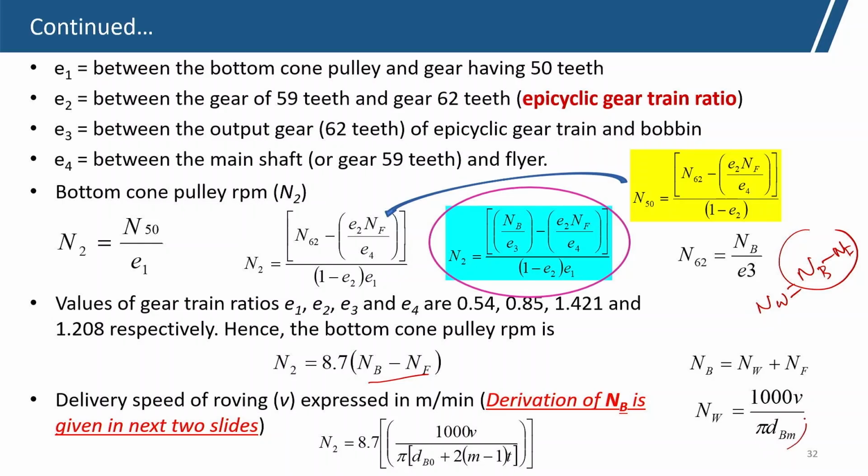Now, dBm can be replaced by dB0 plus 2 m minus 1 into T. T is the thickness that we have already seen. So, this is the relationship. Now, we will try to get the derivation of NB, that is bobbin speed.